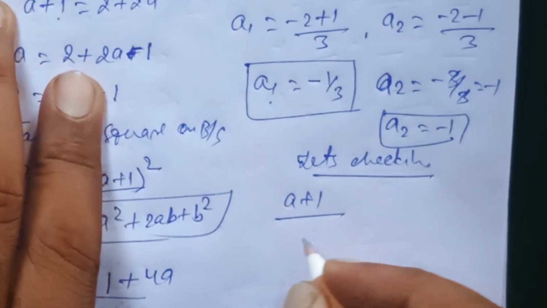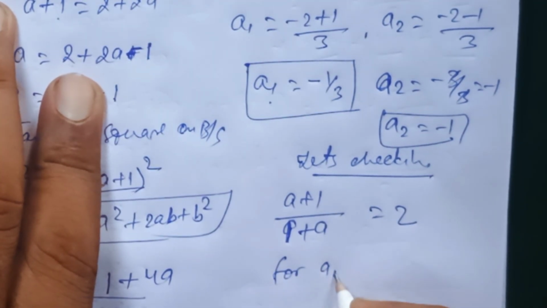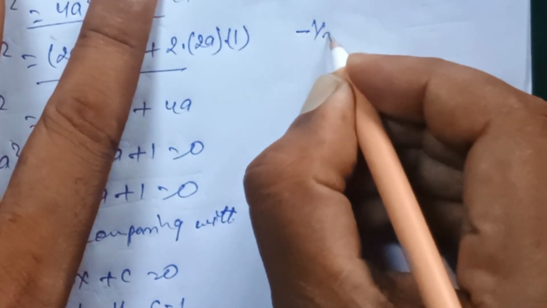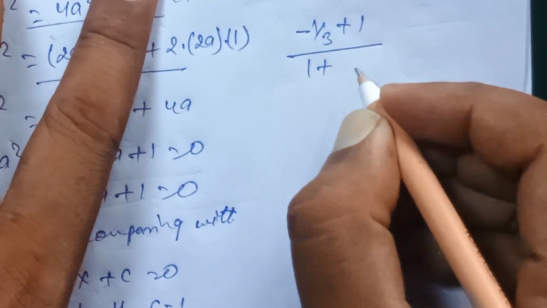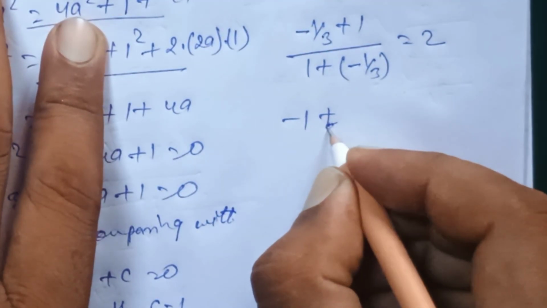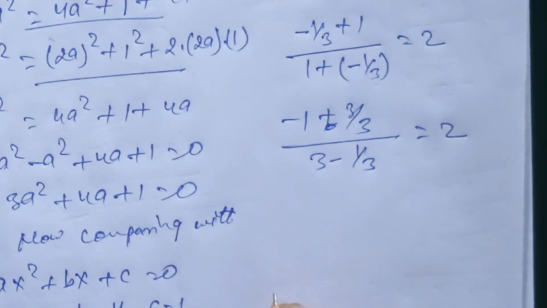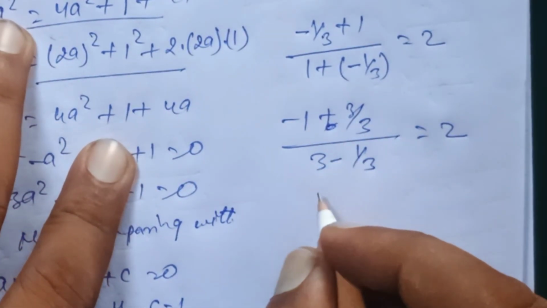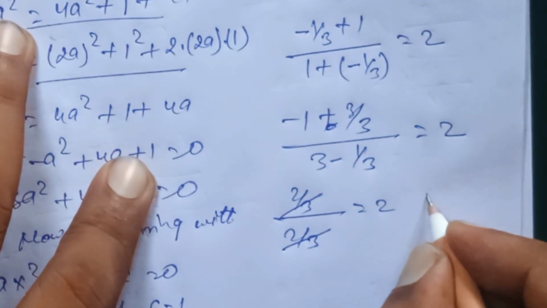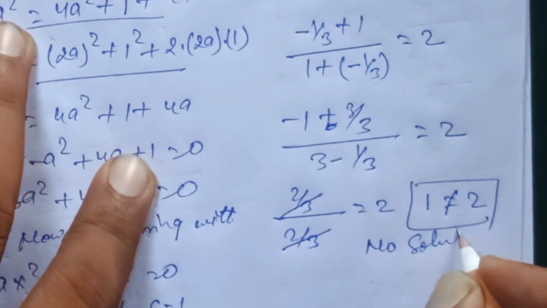According to the question, A plus 1 divided by 1 plus A is equal to 2. Therefore, for A1 is equal to minus 1 divided by 3, see here, minus 1 divided by 3 plus 1 divided by 1 plus minus 1 divided by 3 is equal to 2. Therefore, minus 1 plus 3 divided by 3, divided by 3 minus 1 divided by 3, is equal to 2. After that, see here, this will be written as 2 divided by 3 divided by 2 divided by 3 is equal to 2. This cancels, left with 1 is equal to 2. See here, this does not follow the rule, so no solution exists.